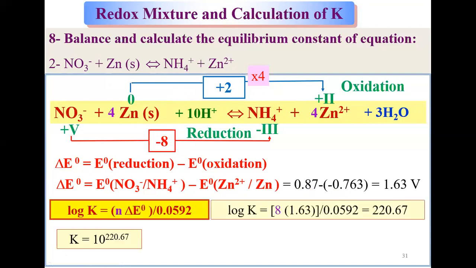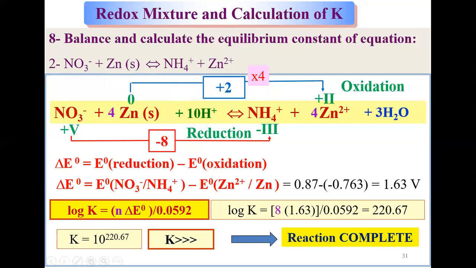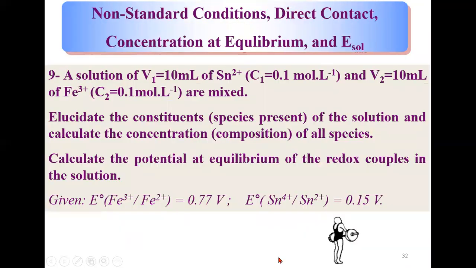Get the K from the same equation, log K equals N delta E naught divided by 0.592. The N, again, is the total number of electrons transferred, and we are done. Okay, this is a huge number, 10 to the 220, so definitely more than complete reaction.